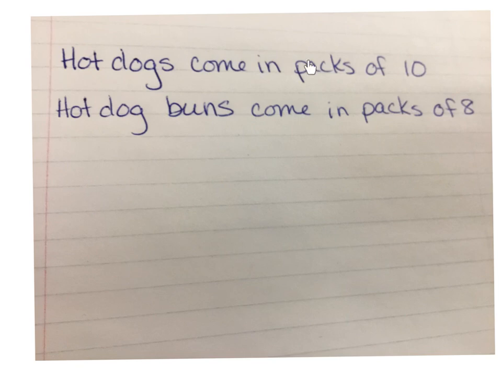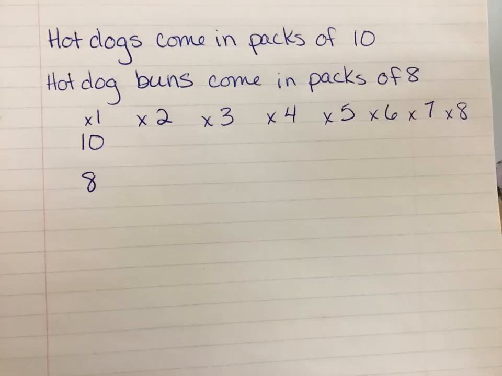So here we have hot dogs come in packs of 10, but hot dog buns, this is real life, come in packs of 8. So we're going to find the lowest common number that hot dogs and hot dog buns have in common, so we know how many packs of hot dogs to buy and how many packs of buns to buy. So the first step is going to be to lay out our numbers.